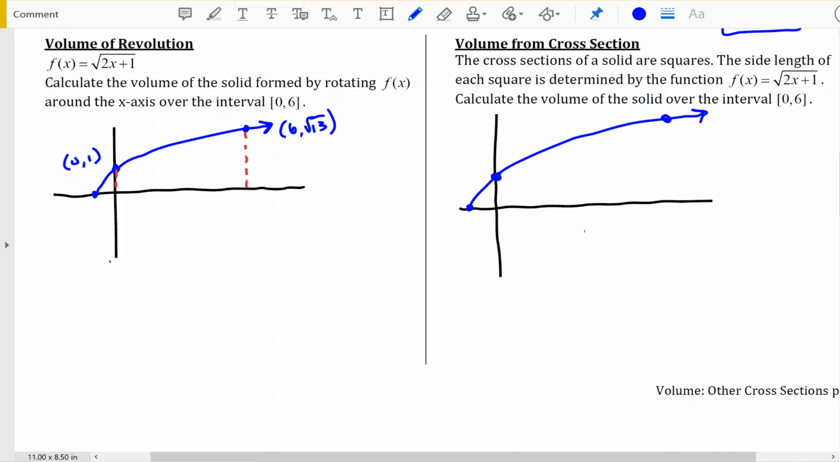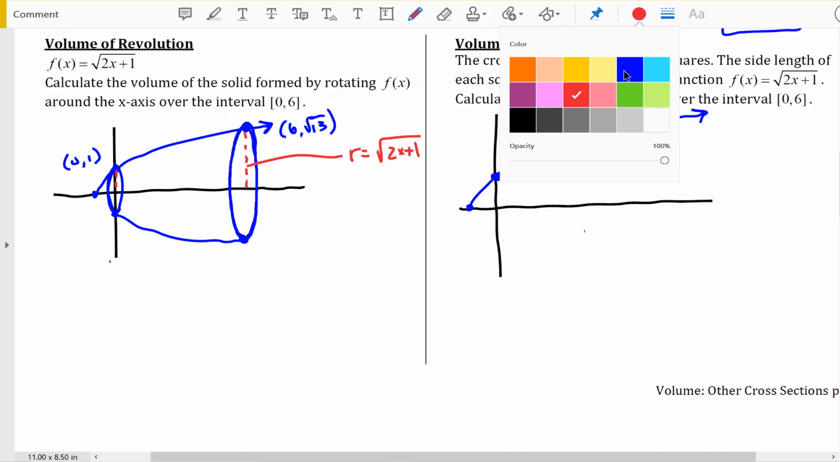So for the first problem, we're familiar with this. We're rotating it around the x-axis, and so we should graph the reflected part of our solid below. And notice we're only going from 0 to 6. I only really care about that section of the graph. And as these points spin around the x-axis, they're going to form circles. And we know that the radius of these circles is going to be determined by the function. So the radius is always going to equal the square root of 2x plus 1 for each one of these.